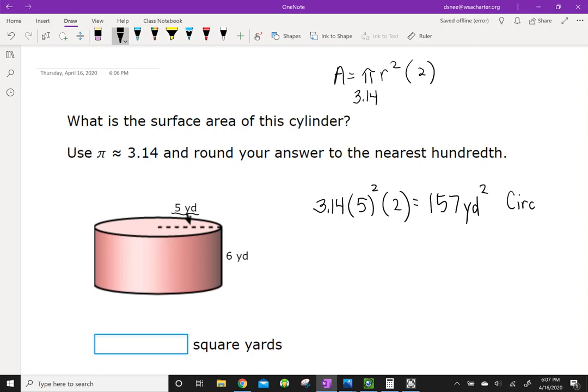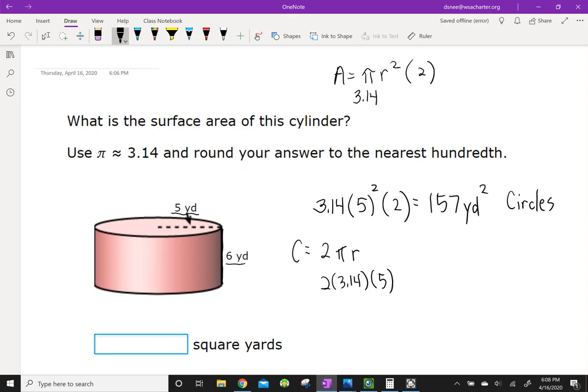Remember, there are 2 circles and 1 rectangle. So now we have to find the area of the rectangle. Remember, 6 is like the length, and the circumference is like the width. So I'm trying to find the circumference, and circumference is equal to 2 pi times the radius. Again, we're putting 3.14 in place of pi, and r is 5.